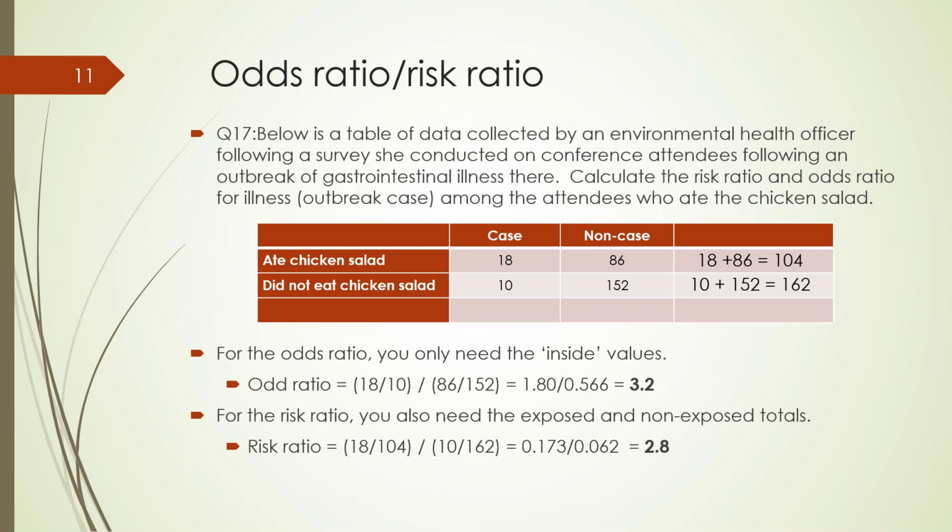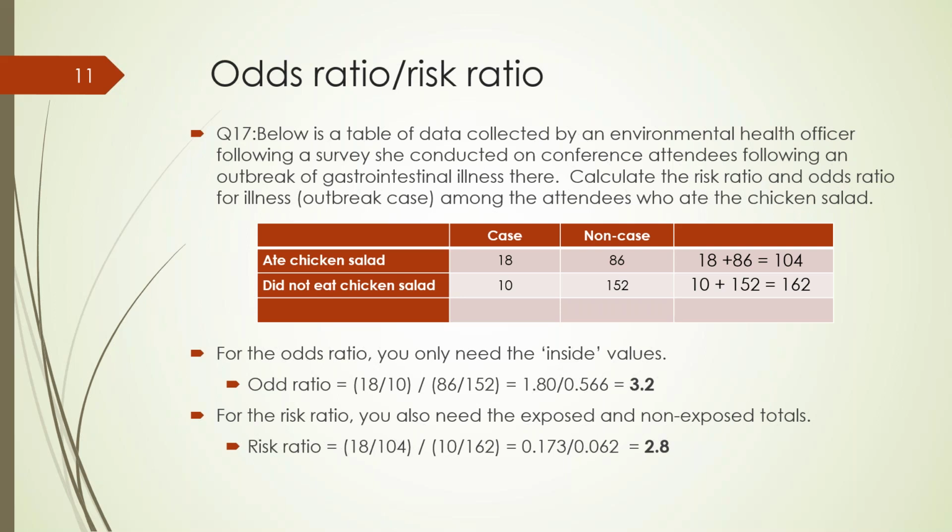Then the risk ratio is the number of cases out of those who ate chicken salad, so 18 over 104, over the proportion of cases amongst those who did not eat chicken salad. So 10 over 162 is the bottom part of that fraction. So it ends up being 0.173 over 0.062, and that comes to 2.8.